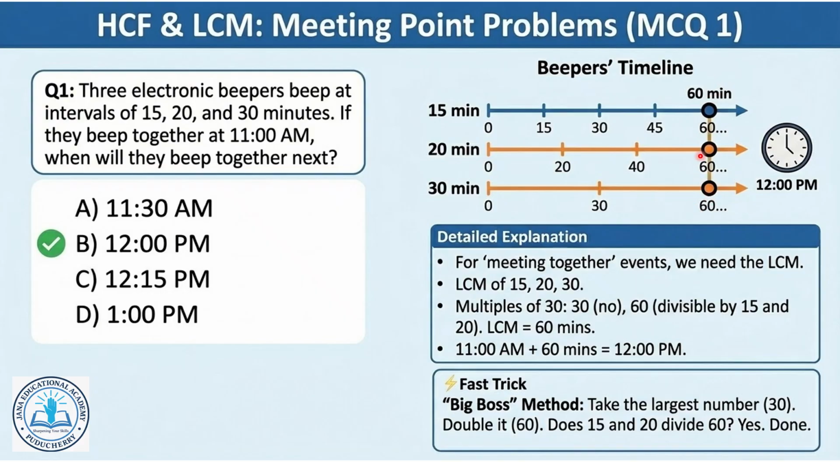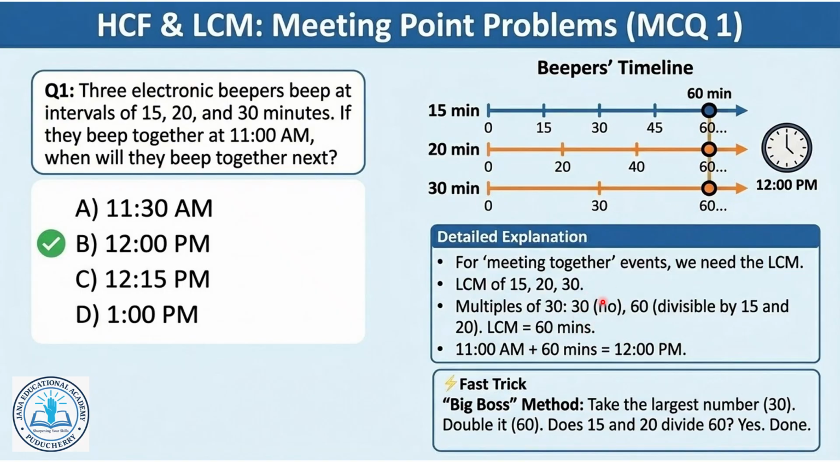The 60 is nothing but the lowest common multiple. We've seen that already. Even 120 is also a common multiple, but before that one is 60. So 60 divided by 15 is 4, 60 divided by 20 is 3, and 60 divided by 30 is 2. So all three are meeting together. So you have to take the LCM.